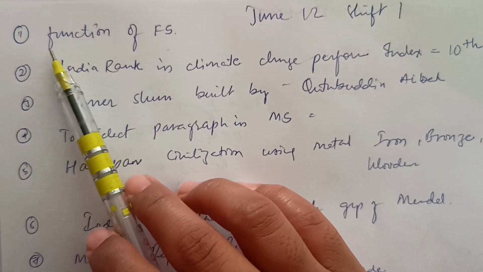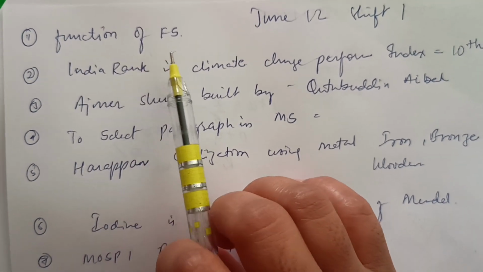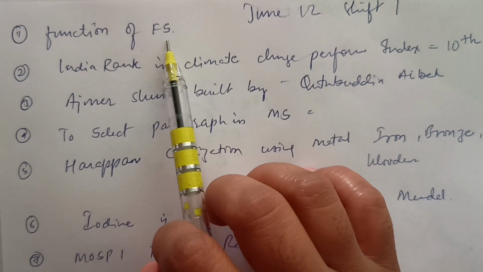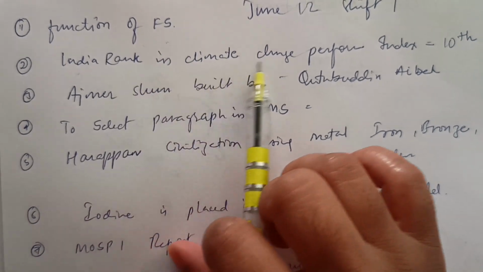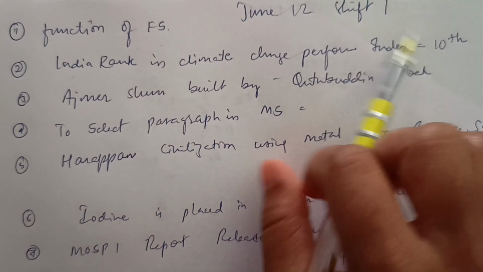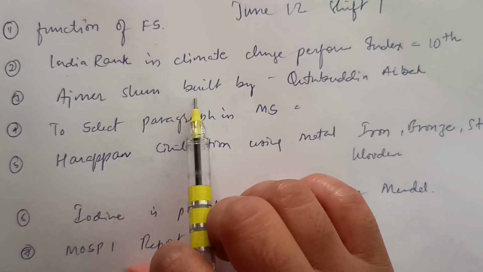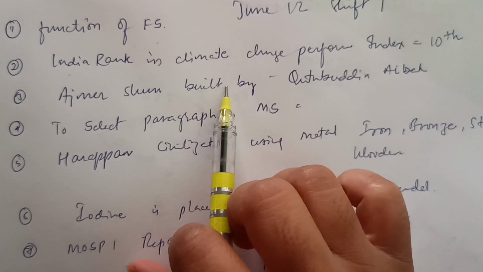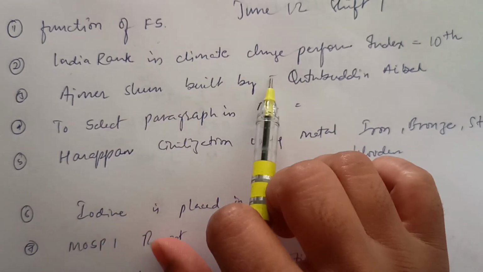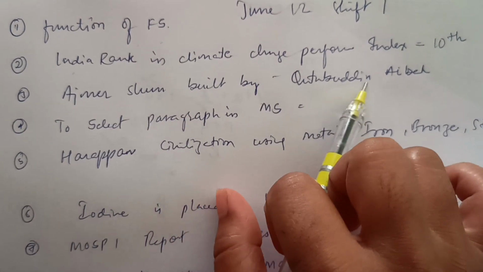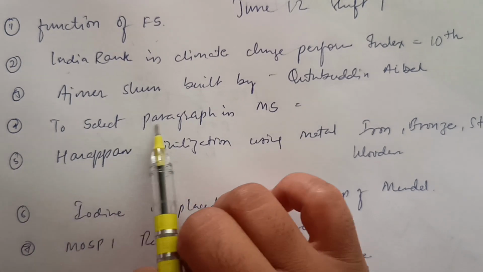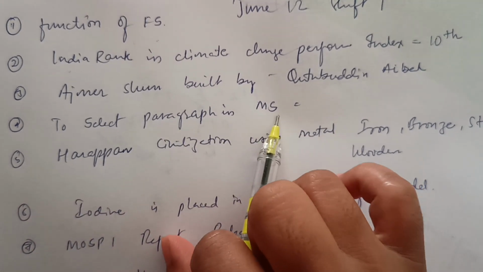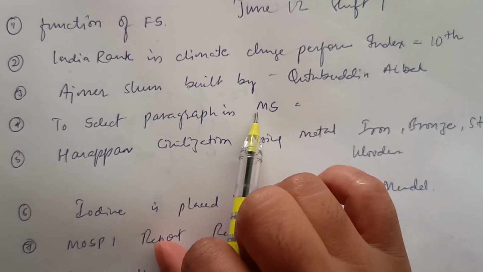The first question was on the function of F5, and they gave the options in the form of statements. Then, what was India's rank in the climate change performance index? It is 10th. Then one was like, the slum was built in 2.5 days, that is in Ajmer. So it was built by whom? That is Qutubuddin Aibak.